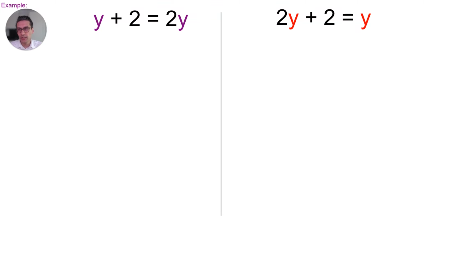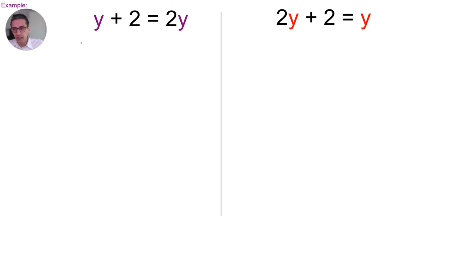Now, looking at some strategies of how to solve equations with unknowns on both sides, I'm going to do a couple of examples. Make sure to pause the video in between questions to have a go yourself, otherwise you're not going to learn anything from this. So the question on the left, you can see we've got an unknown on both sides. It happens to be y.